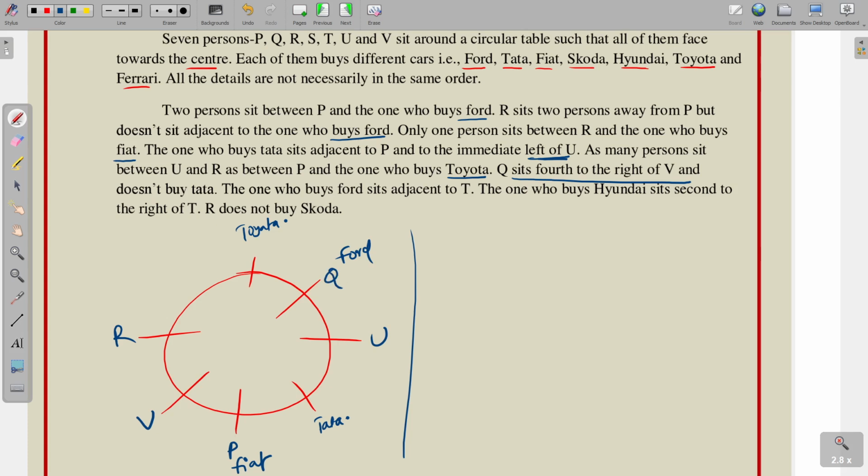Next, the one who buys Ford sits adjacent to T. Only one place is left, here U is already there. The one who buys Hyundai sits second to the right of T. So 1, 2, here Hyundai, V buys Hyundai. R does not buy Skoda, so U is Skoda. The remaining car, that is Ferrari, is bought by R. Okay, so this is the final arrangement of the puzzle. The remaining person S is placed here.